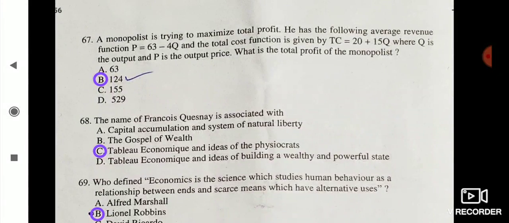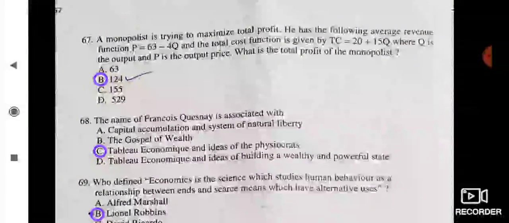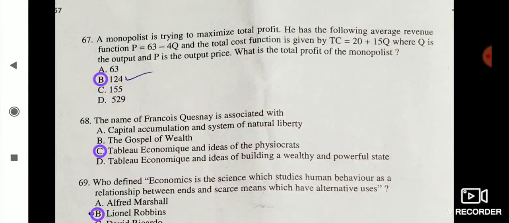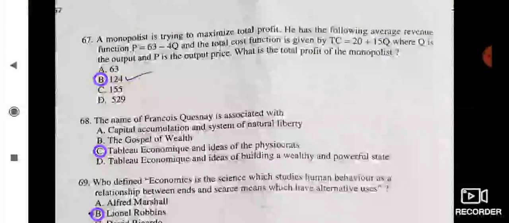Now from the profit function, we can take the first order derivative and set it equal to 0. Then we can get the critical value at which the profit is maximum. And now we have to put the critical value in the profit function. Then we will get the answer equal to 124.